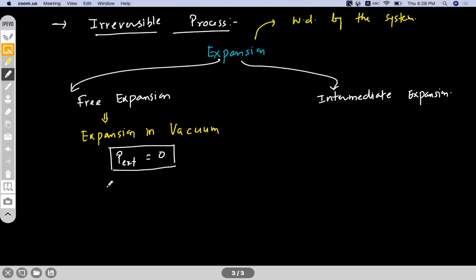Obviously, work done in this case is what? Work done is zero because P external is zero. So work done is also zero. Yes, so you just need to know this. What is free expansion? Obviously, there is no question they're going to ask you, because work done is zero.